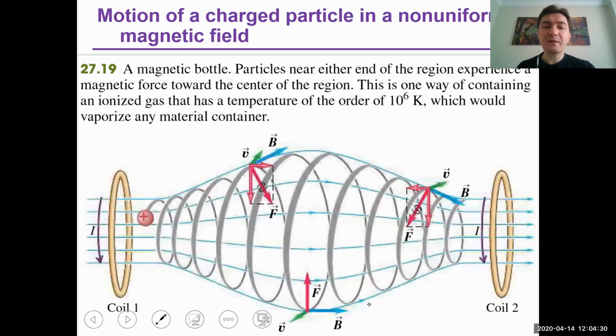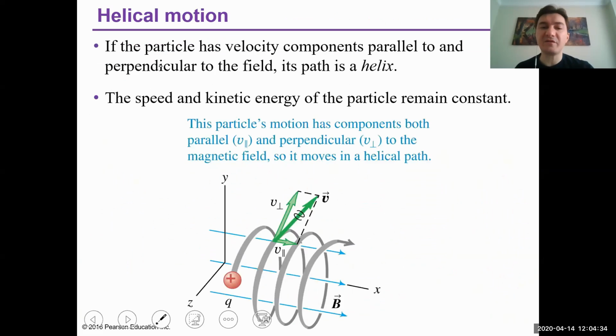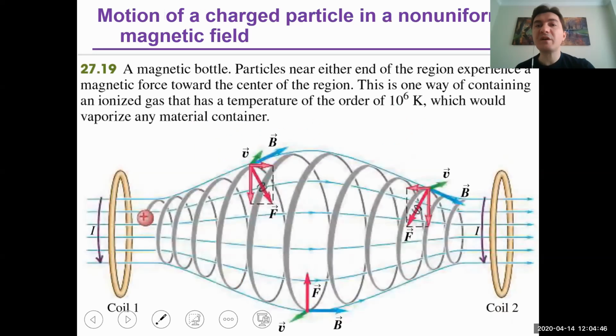But let's consider that we have a non-uniform magnetic field. Here we have a uniform magnetic field. Magnetic field is same everywhere. Direction of the magnetic field is same, and magnitude of the magnetic field is same. Magnetic field is uniform. But what happens if the magnetic field is non-uniform?